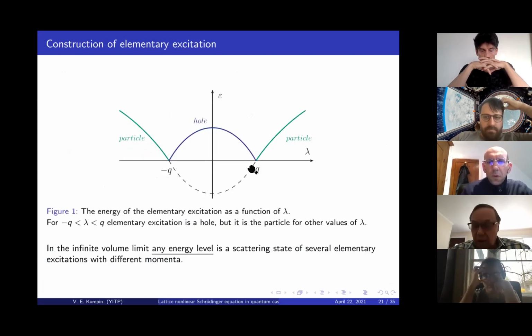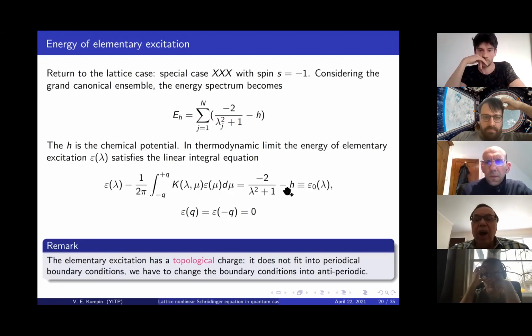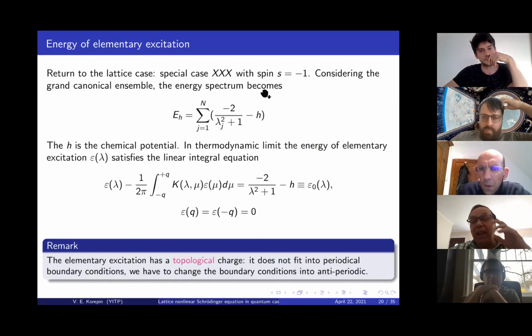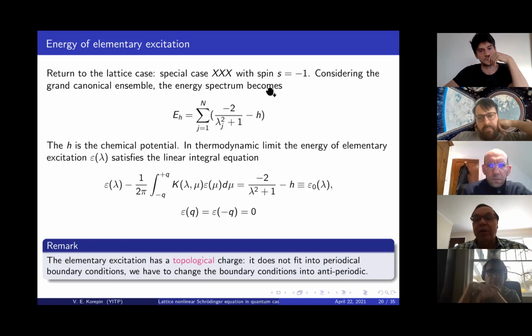E_H, this H is the chemical potential. Sorry for the typo. This energy is an energy level in the finite volume. But when the length of the box and n go to infinity, in the thermodynamic limit, it becomes related to, it is described by, this integral equation. I misplaced it, I'm sorry. So this is the description of the thermodynamic limit when the length of the box and the number of particles both go to infinity.